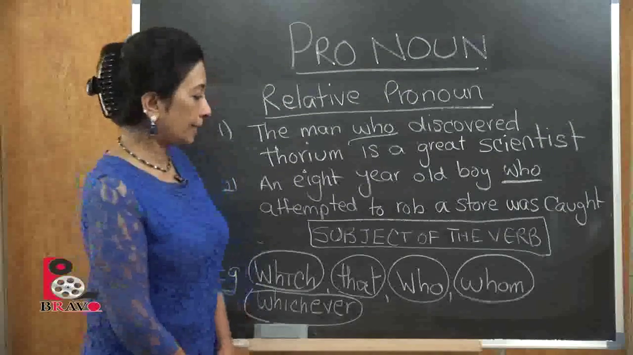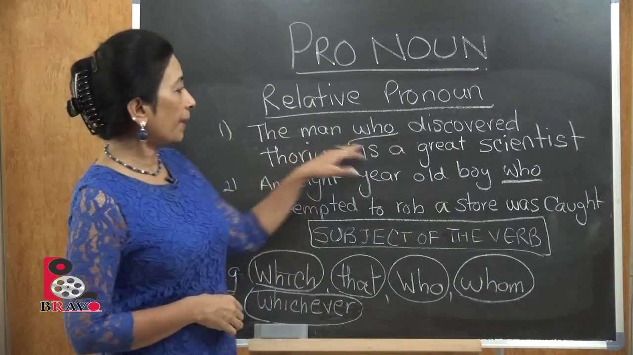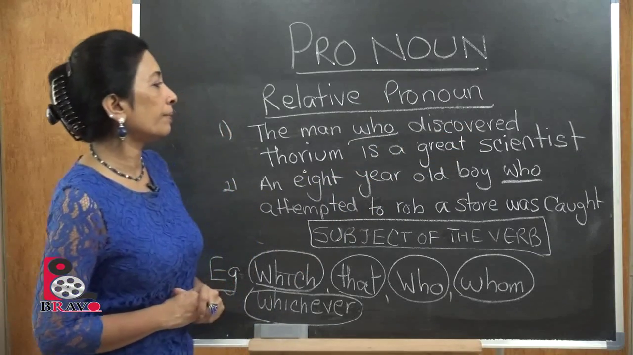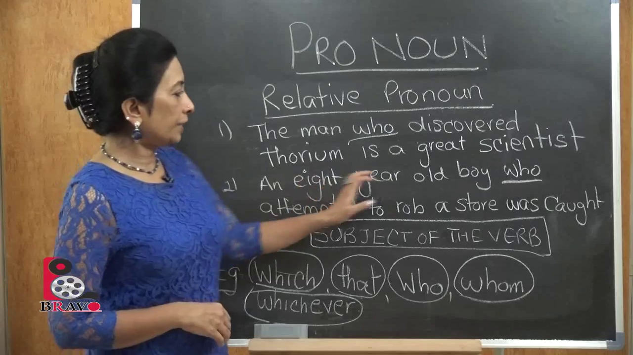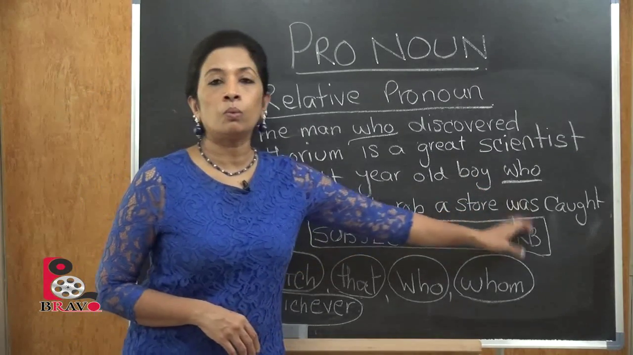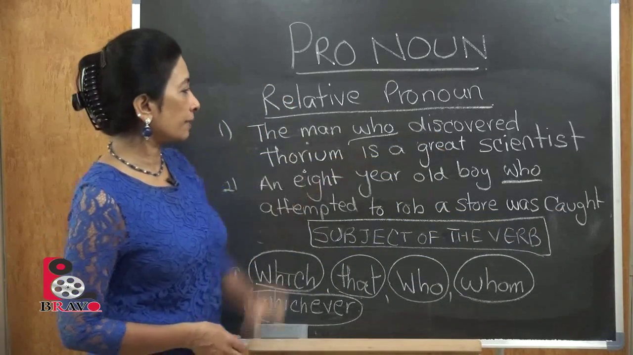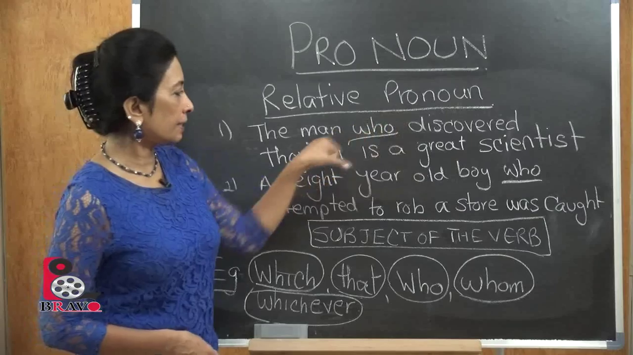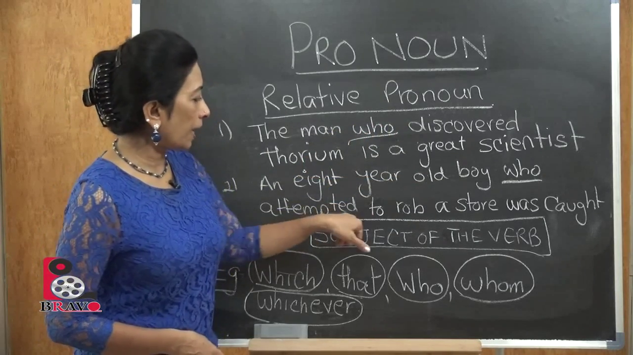Okay, we are looking at who. Sentences that I have made here: the man who discovered thorium is a great scientist. An 8-year-old boy who attempted to rob a store was caught. You can see the action here is discovered, because the man has discovered thorium. Here the action is attempted.